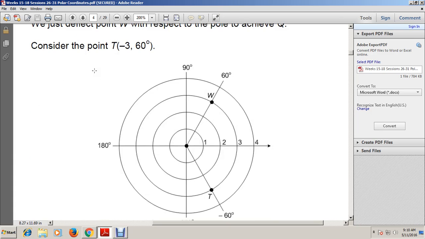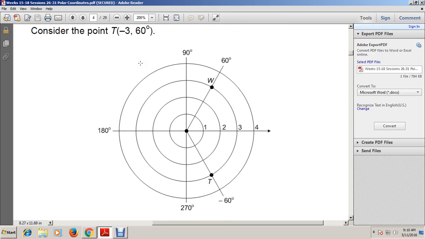Okay, so that means this is actually wrong. This is actually supposed to be negative 3 and 60 degrees, following the described methodology for W and Q. Negative 3 should be measured from the negative x, so from here, positive 60.